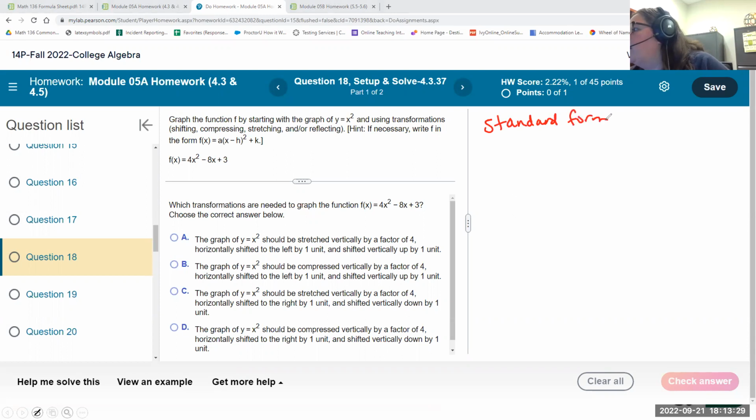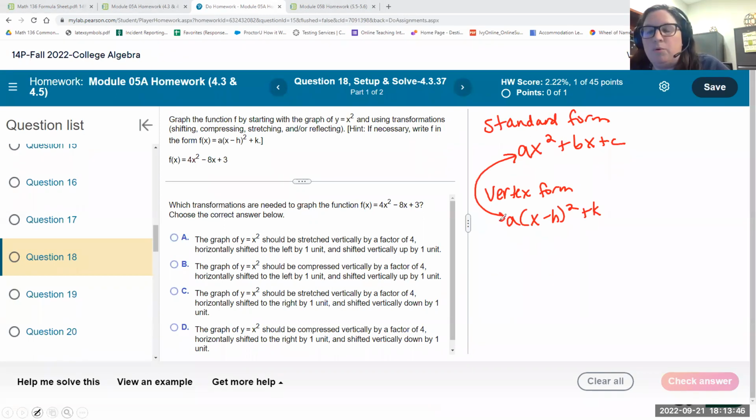So we have two forms for a quadratic equation. The standard form has ax squared plus bx plus c. And vertex form is a times x minus h squared plus k. A is used in both because that's going to be the same number in both forms. H and k are the coordinates of the vertex, but they also tell the shifts happening. But b and c don't tell you anything really directly about the transformations.